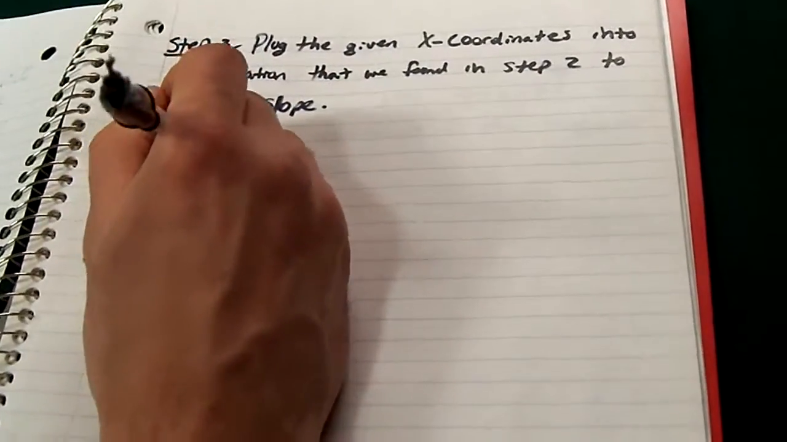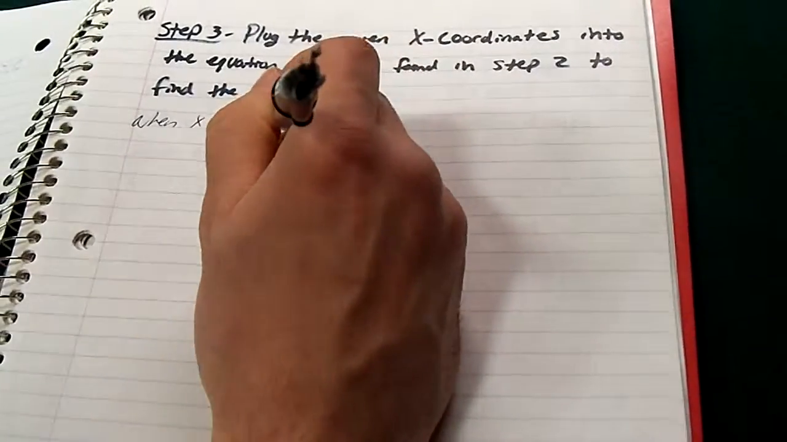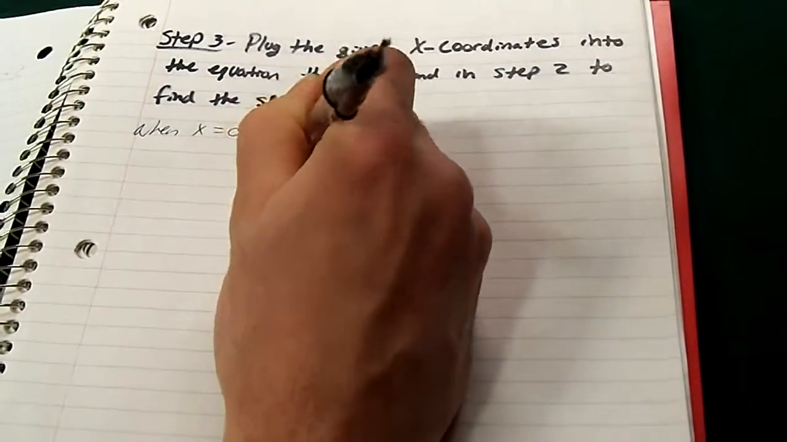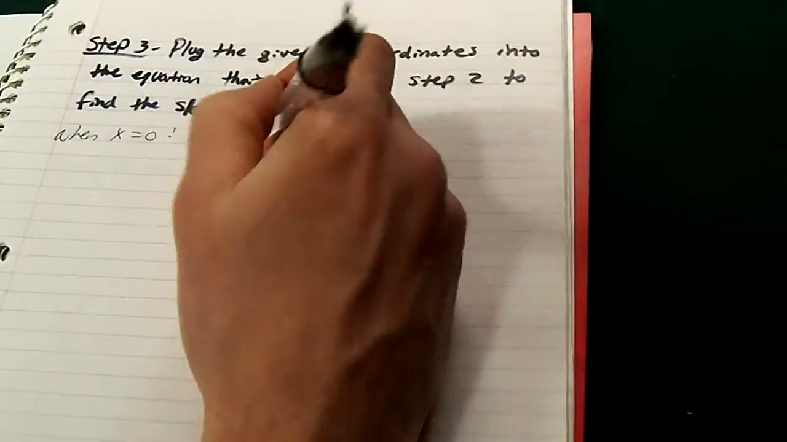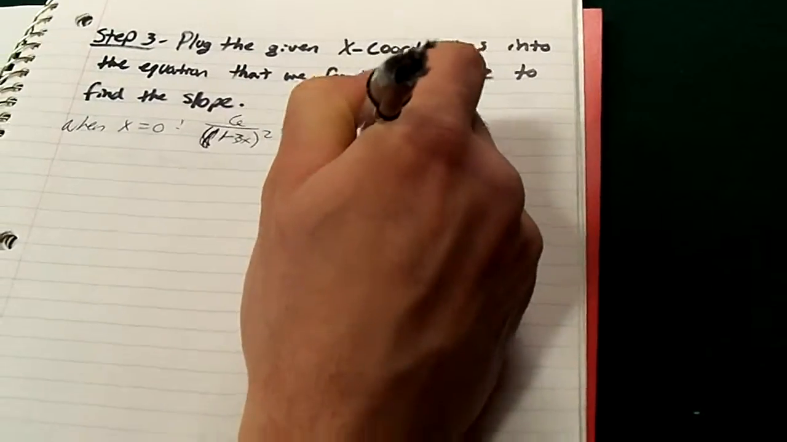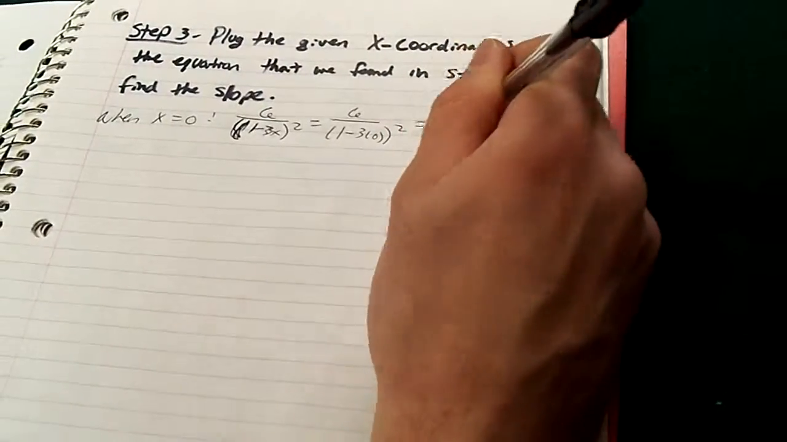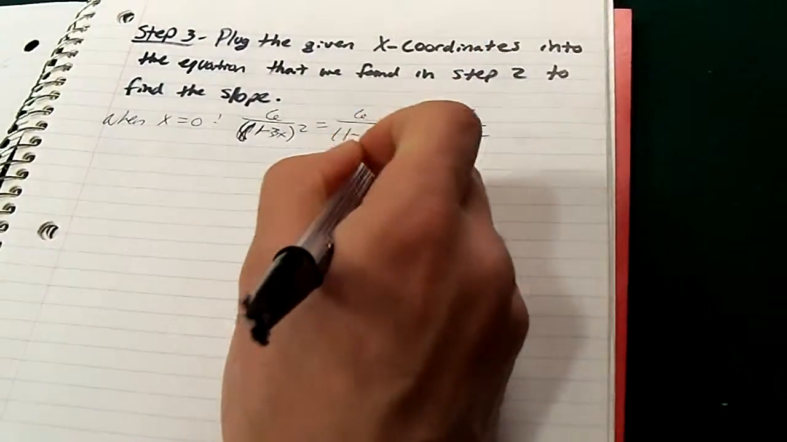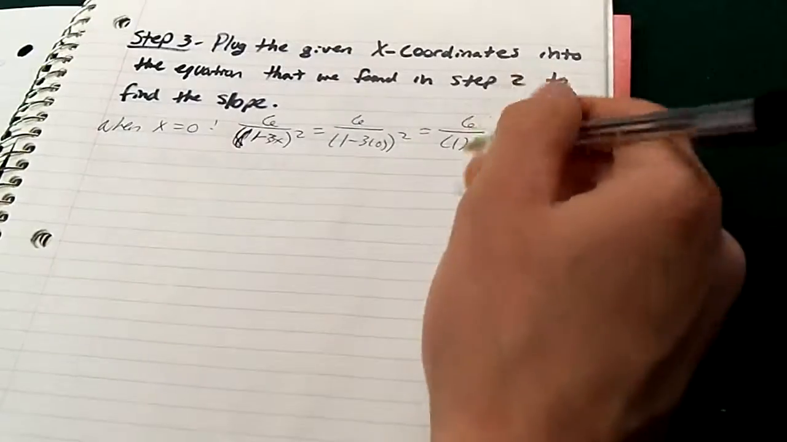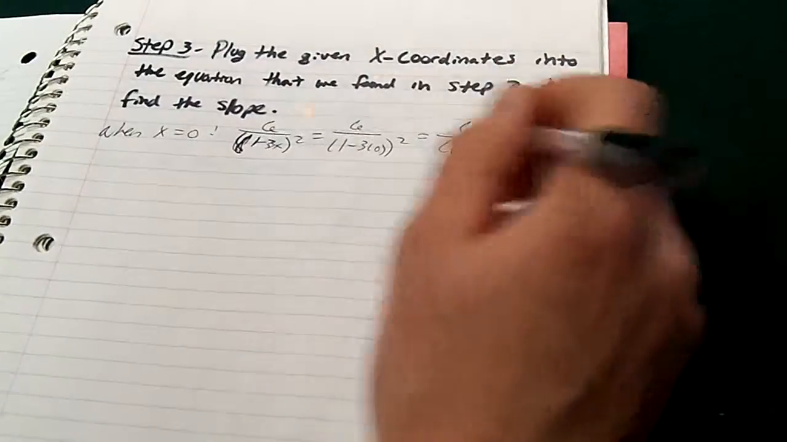So for the first x coordinate, when x equals 0, we use our equation of 6 over (1 minus 3x) squared. Now we're going to plug in 0 for x, which is 6 over (1 minus 3 times 0) squared, which turns to 6 over 1 squared. It's because 3 times 0 is 0, and 1 minus 0 is 1. Because 1 squared is 1, 6 divided by 1 gives us 6. So this is the slope when x equals 0.